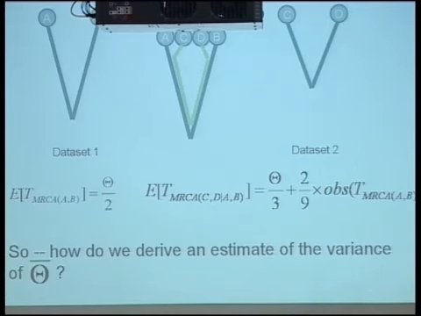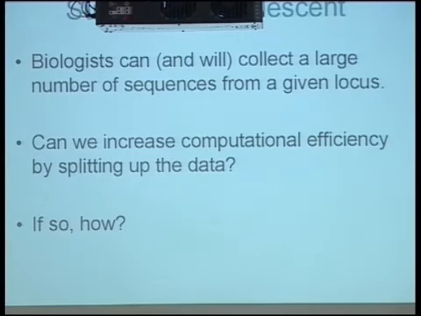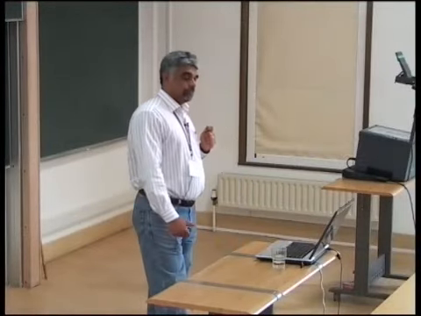Right? And so, in fact, if you have these correlations between apparently independent data sets, they're not independent. So how do we derive an estimate of theta? Okay, so to finish this part of the talk: biologists can and will collect a large number of sequences from a given locus. Can we increase computational efficiency by splitting up the data? And if so, how? And more importantly, what is the right way of calculating the variance of theta bar?